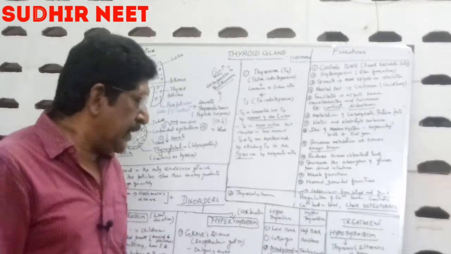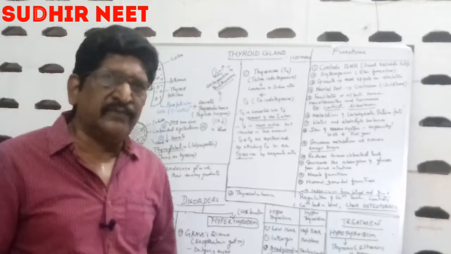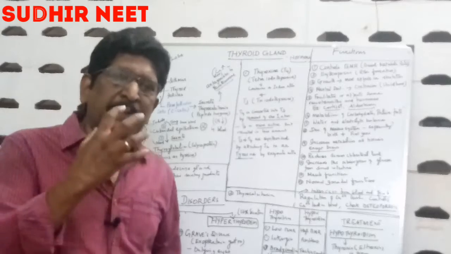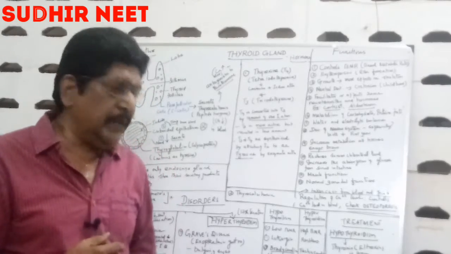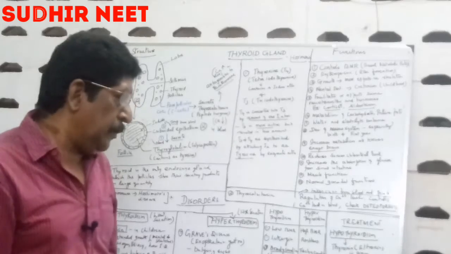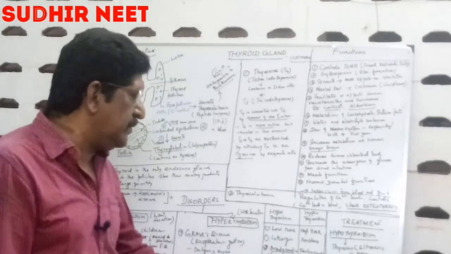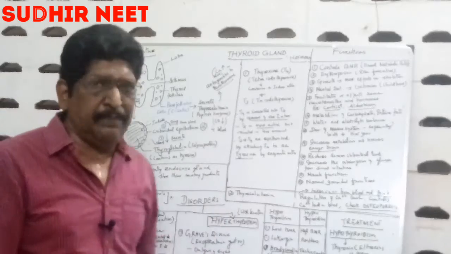Whereas in hyperthyroidism, weight loss will be there. Even though their appetite is more and they take food often, the weight loss is there in hyperthyroidic people. So if you compare these symptoms, you can easily identify hypothyroidism and hyperthyroidism.